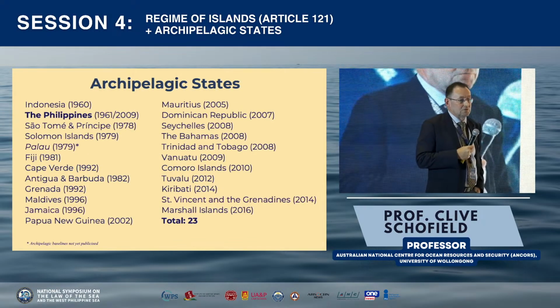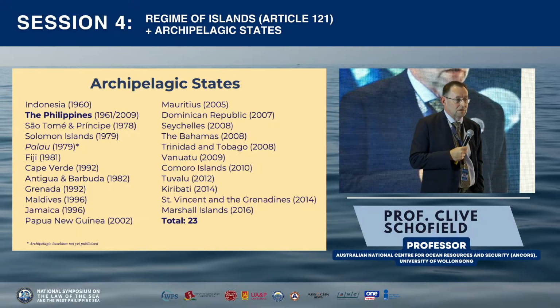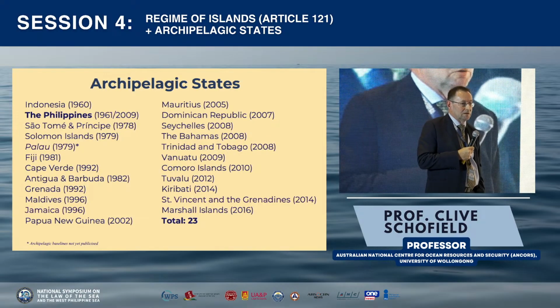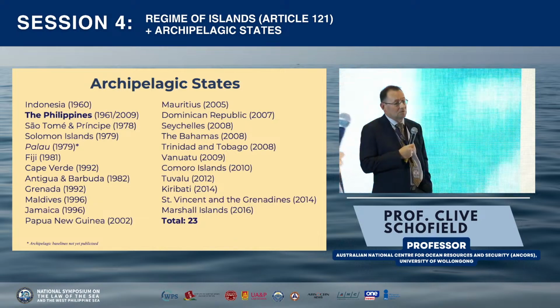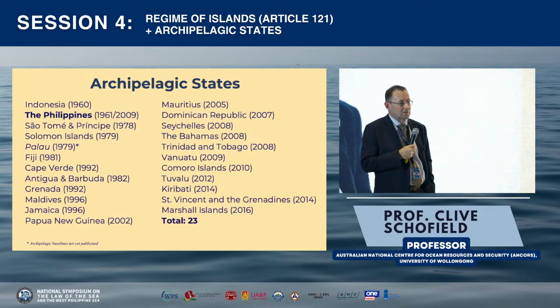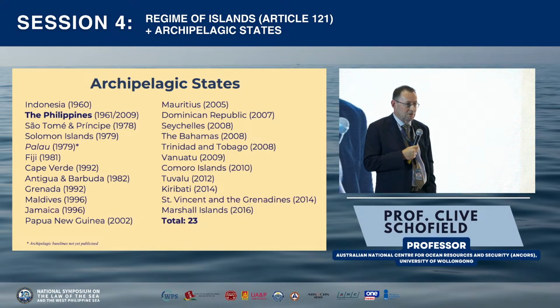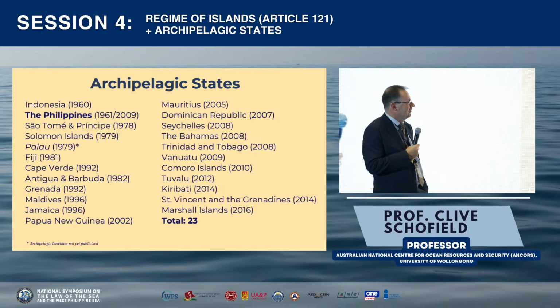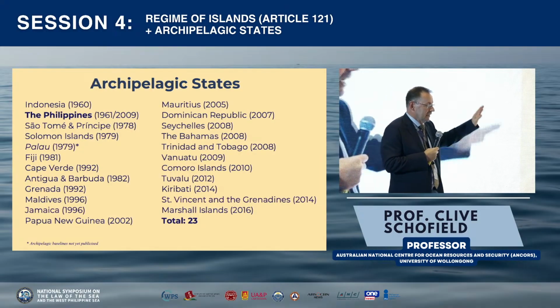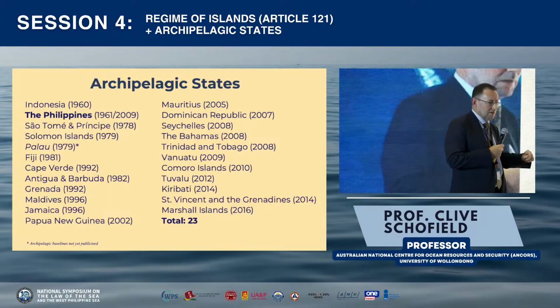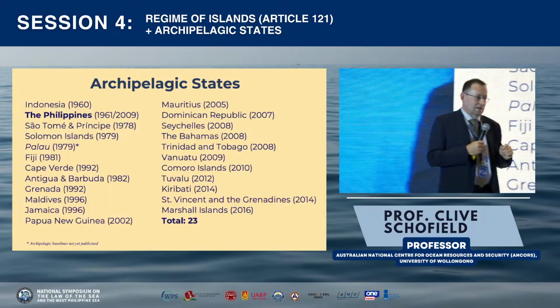Indonesia is the first adopter from 1957 and then articulated into law in 1960. The Philippines was right behind, 1961. There were some quirks about the Philippines legislation at the time, but we'll come back to that. And I count 23 archipelagic states, but I'm cheating slightly.